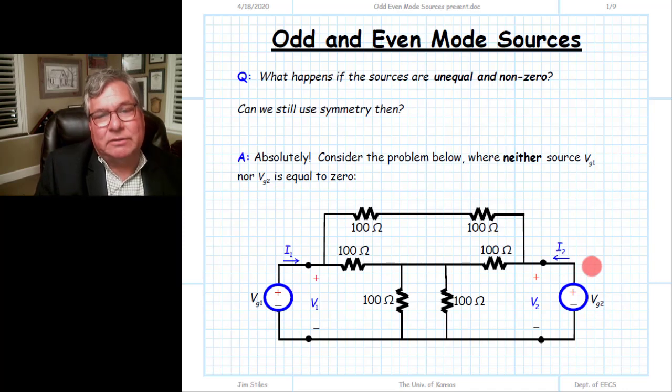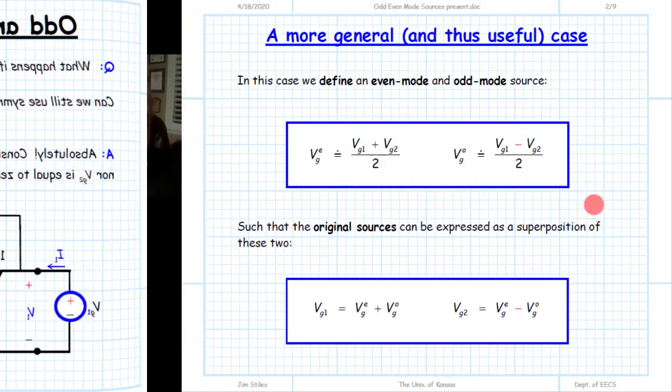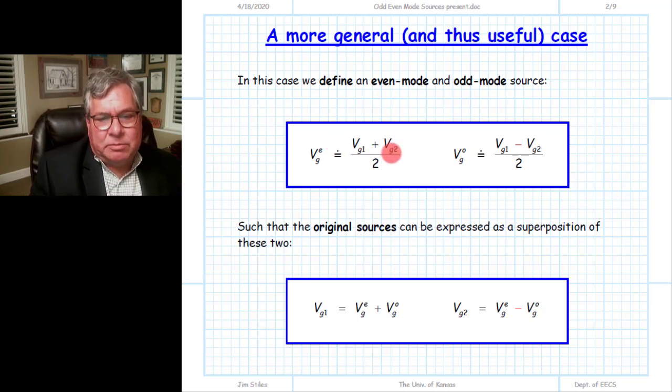It turns out there is a way, and actually a very simple way, that essentially unifies all the examples we've done thus far. So let's take our two arbitrary sources on either side and take the average of the two, VG1 plus VG2 divided by 2. Now these are complex numbers. We're going to add them together and divide by 2, and we're going to get a complex value. This is what we're going to call our even mode source. On the other hand, we can take the difference between the two complex source voltages and divide by 2. This we're going to call the odd mode source.